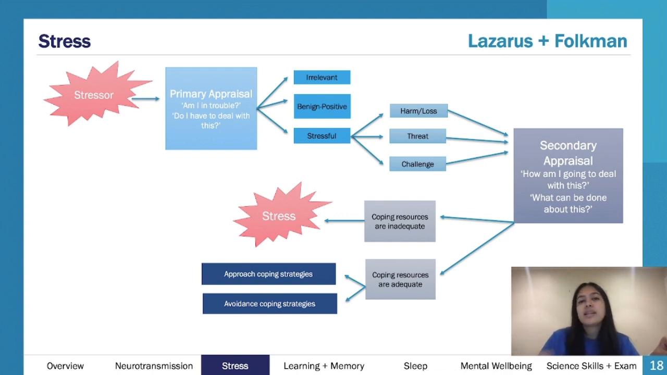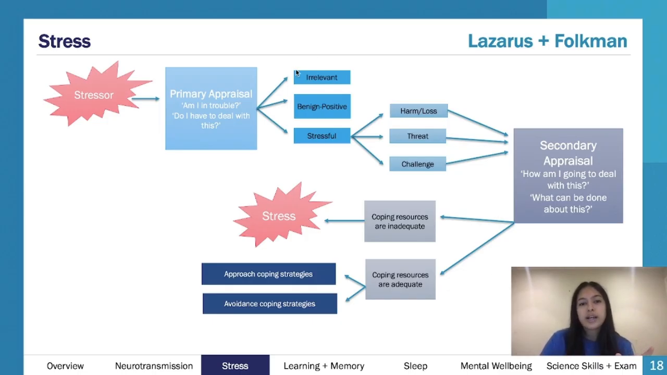If you think, okay, this is pretty significant, then you've got your secondary appraisal. That's when you're thinking, okay, something significant has happened. A, do I have enough resources to deal with it? Or option B, do I not have enough resources ultimately? And then that obviously factors in how stressed you feel.